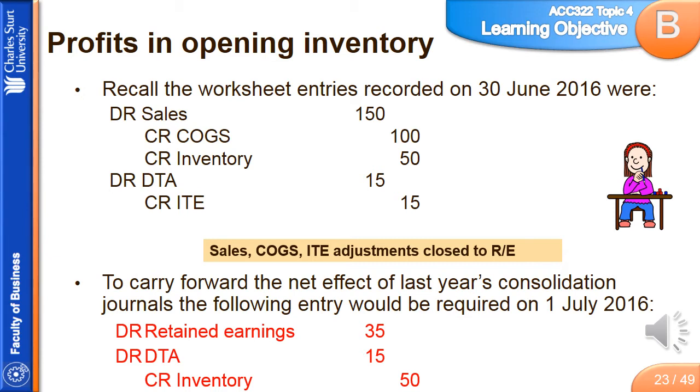is not very common. Usually the inventory, as mentioned on the previous two slides, is sold within 12 months. That's the expectation because it's a current asset. But this is just to exemplify what's going on if the inventory was still on hand and we needed to prepare a consolidation entry to eliminate that.